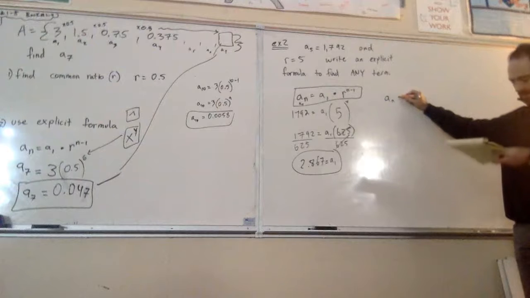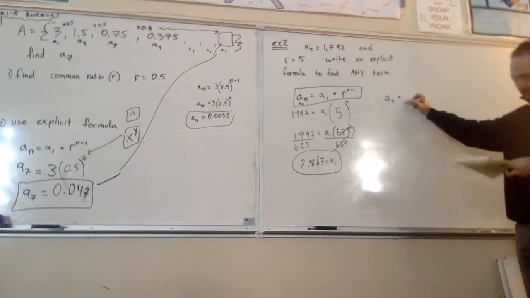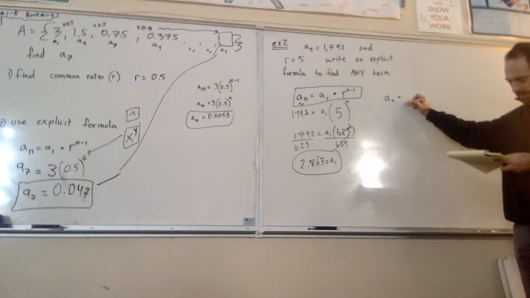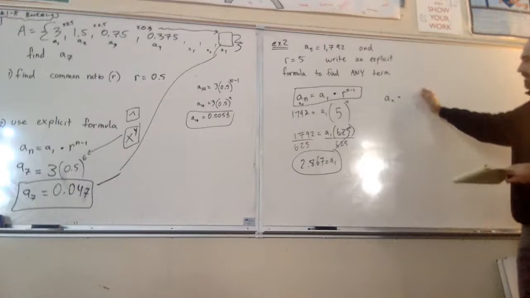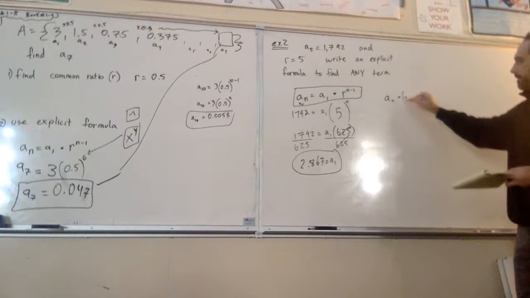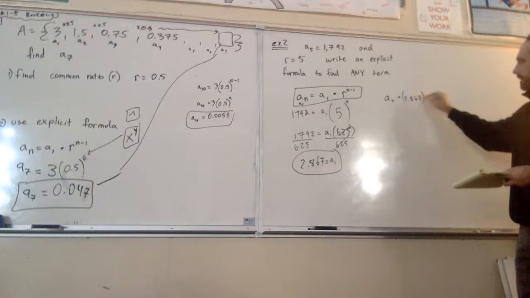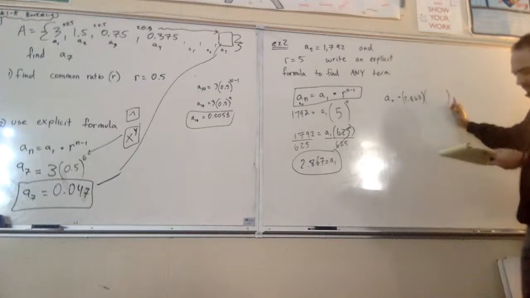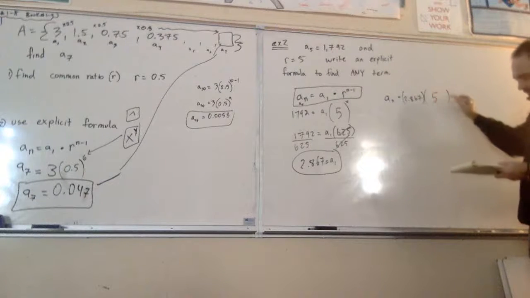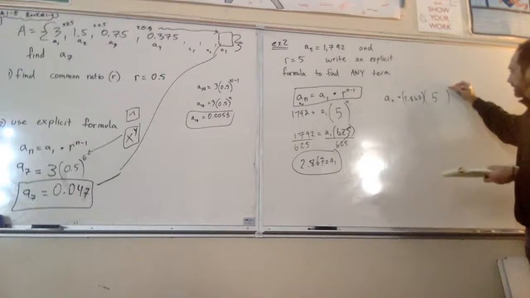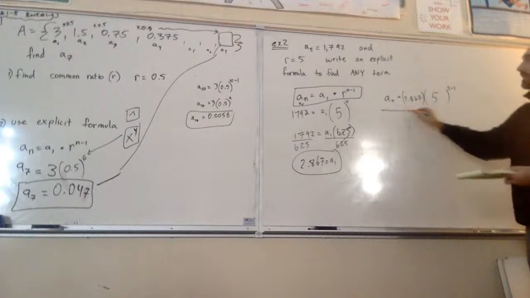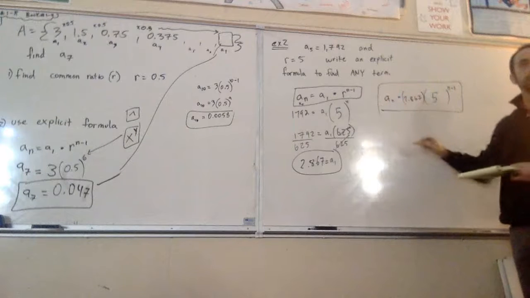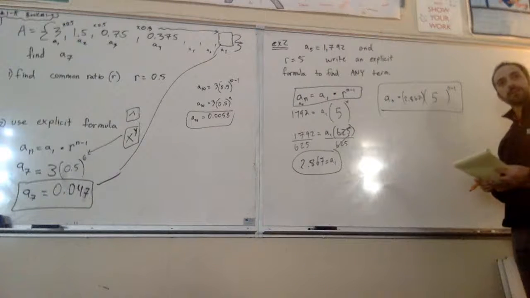A sub n is equal to, what was my a sub 1? 2.867 times. What was my common ratio? 5. We're going to actually leave this just like that. This is my formula. Yeah, that's it. Now watch.